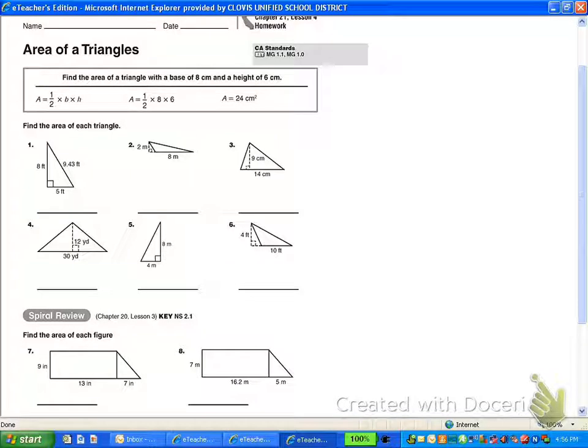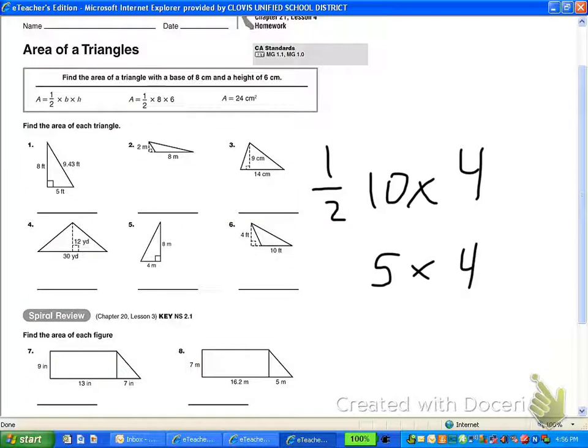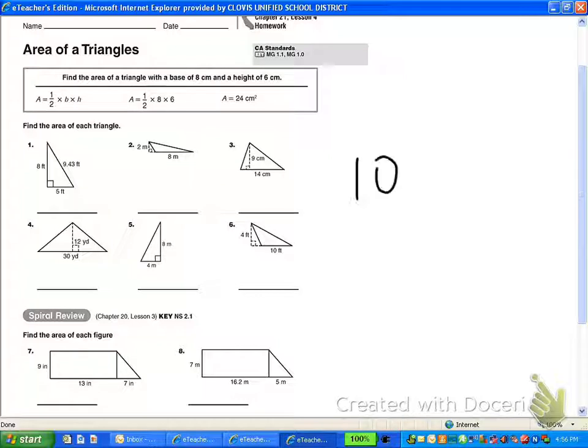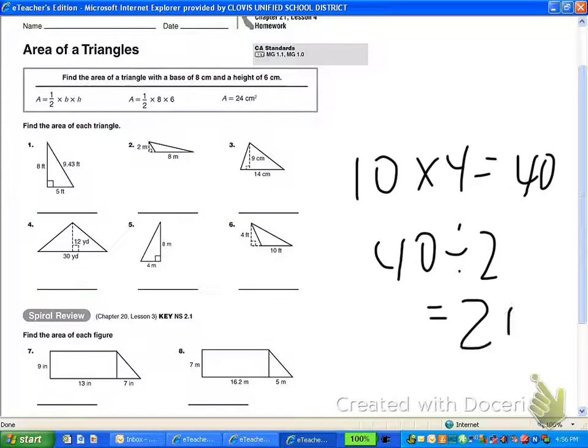Number 6, we have a base of 10 and a height of 4. So half the base times the height. Half of 10 is 5. So half the base is 5 times 4 equals 20. Or 10 times 4 equals 40. And 40 divided by 2 equals 20. So number 6, the answer would be 20 square feet.